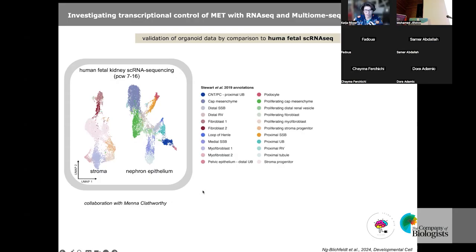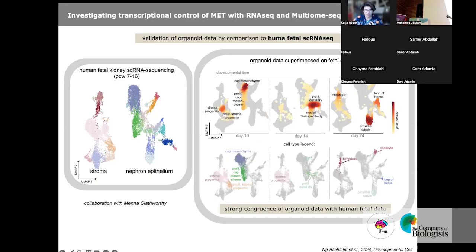And so we could compare our organoid sequencing data to these real in vivo fetal data to see how similar, at least transcriptionally, the organoids at early stages really are. This showed a real strong congruence between our two data sets. Here we superimpose our organoid sequencing data on top of the UMAP of the fetal data, and can see that over time our data move along the same sort of timeline as in the fetal renal system. So this was really reassuring.